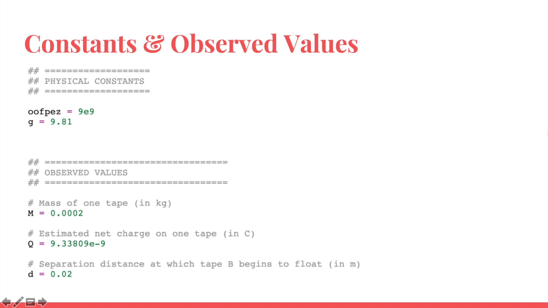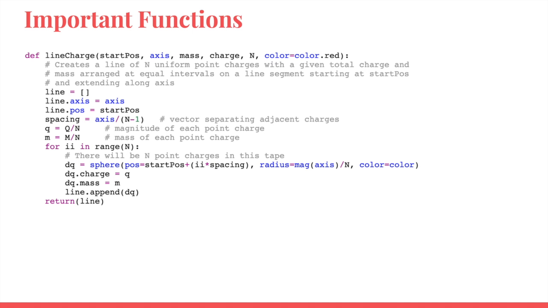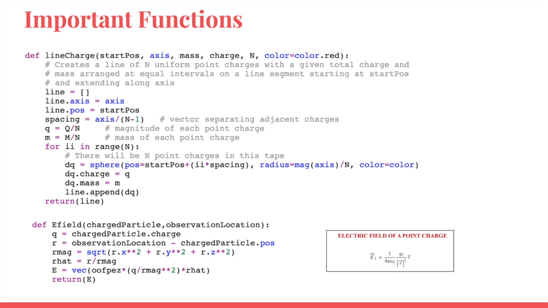I began my code by inputting my constants and observed values, which are from experiment 1. In my code, there are two functions which are called upon that work behind the scenes which I wanted to touch on. The first is the line charge function, which was provided to us. It creates a line of n point charges. The next function is the E-field function. This code simply calculates the electric field given the location of a particle and an observation location, using our known equation for the electric field of a point charge.